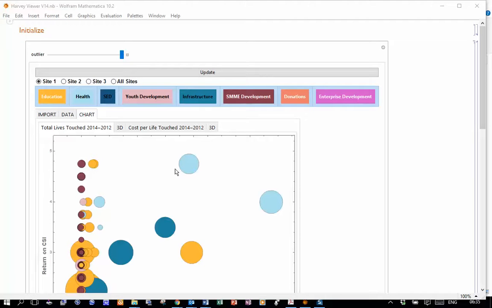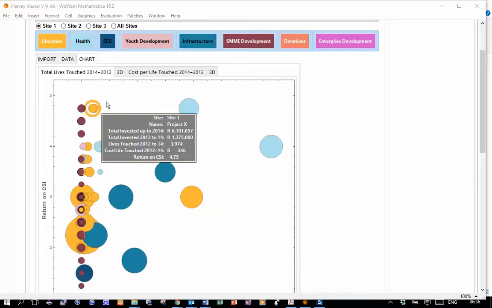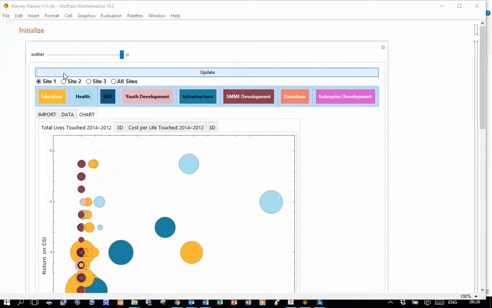So today we're going to share with you our CSI auditing system. The system is able to measure multiple projects over several focal areas spanning education, health, SED, all the way over to enterprise development. And of course those color codes are then lined up so you can see in terms of education, these are your educational projects over there. So we're also able to measure over multiple sites.